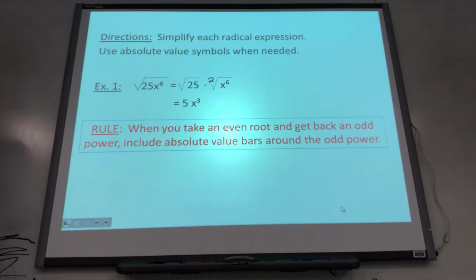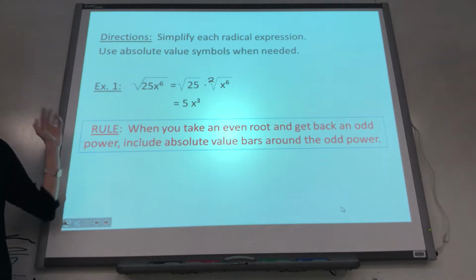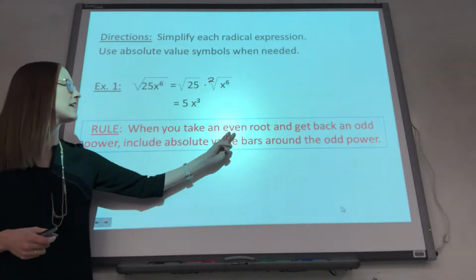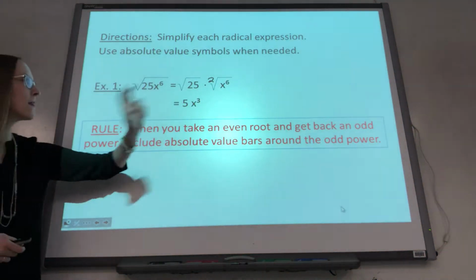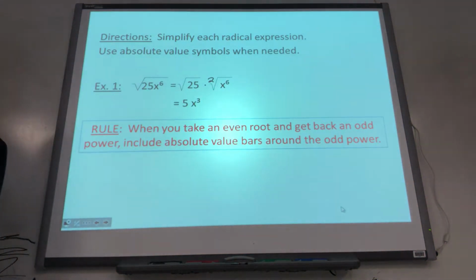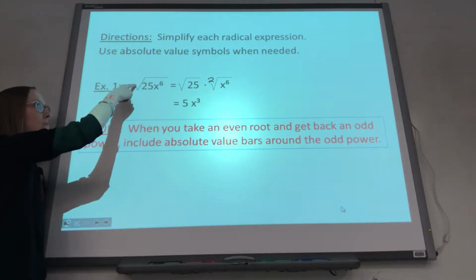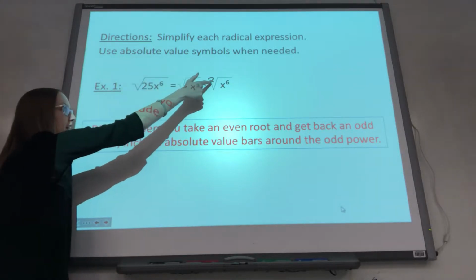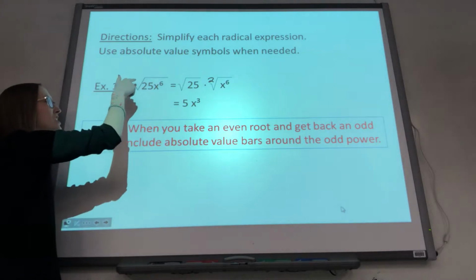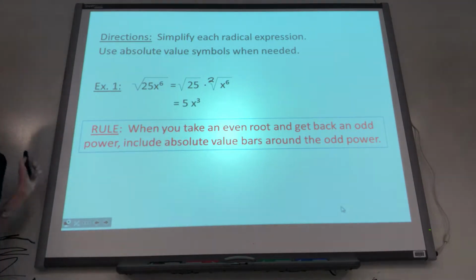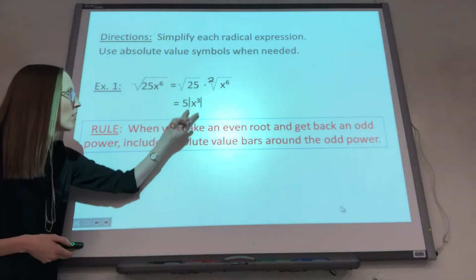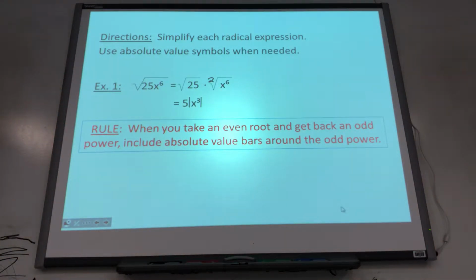And the reason for that is because you can't take a square root or a 4th root or any kind of even root of a negative number. So those absolute value bars are just trying to keep everything positive. And that just happened here. We took an even root, that was technically a 2 there, even though we don't write it. We took an even root and got back an odd power. And so I'm going to go ahead and put those absolute value bars just around x cubed. So final answer, 5 times the absolute value of x cubed.